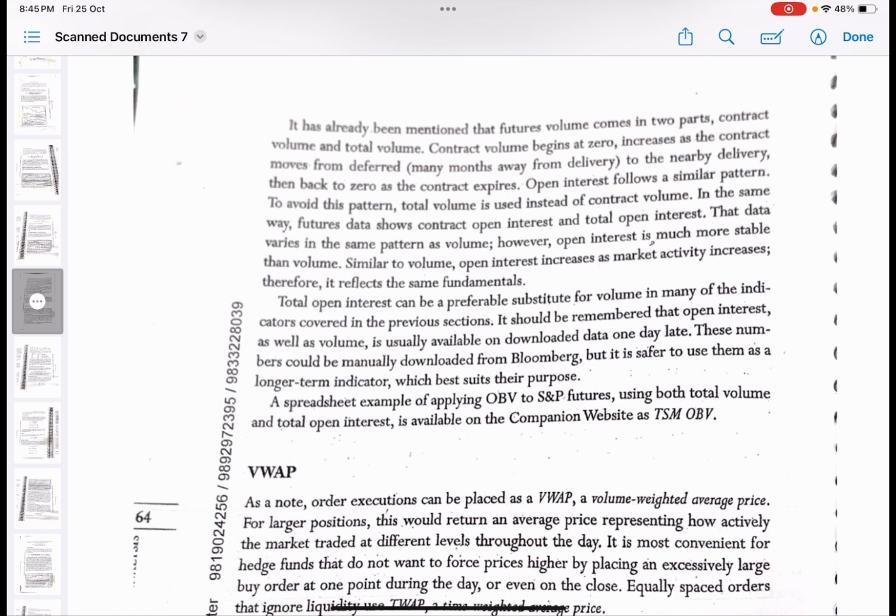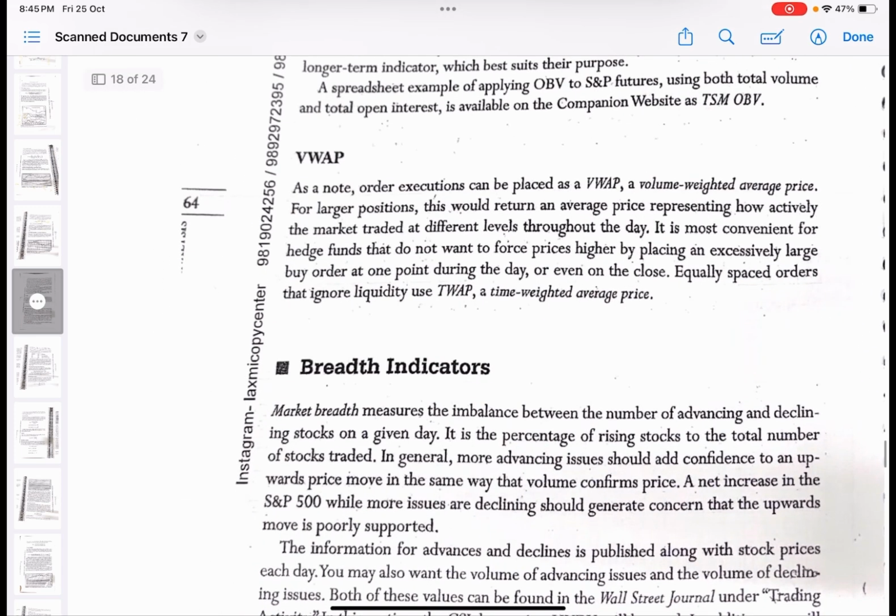It should be remembered that open interest as well as volume is usually available on downloaded data one day late. These numbers could be manually downloaded from websites like, let's say, Bloomberg or stuff like that. All right. So you can understand one thing until now, whatever we discussed. The first and most important thing is that the contract volume starts at zero and ends at zero, whereas open interest is something which is more reliable and it does not behave exactly like how the contract volume behaves.